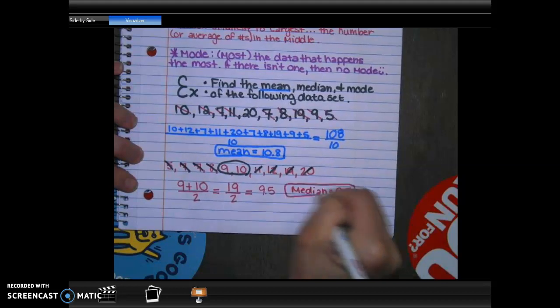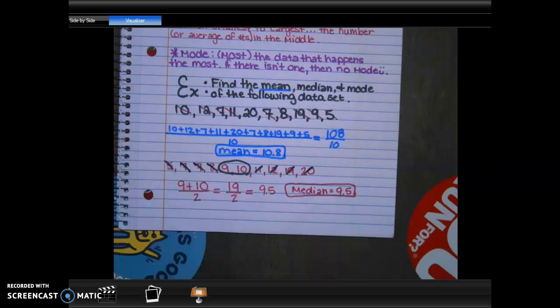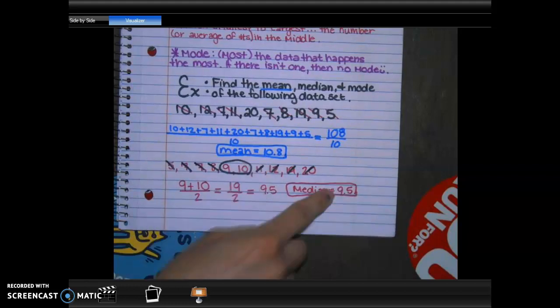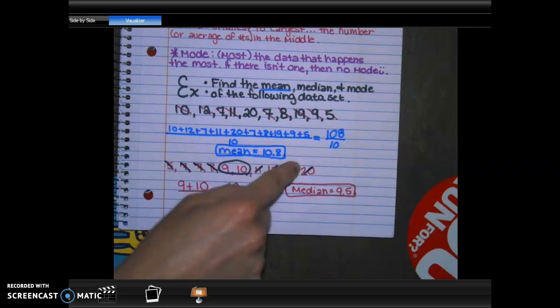Now, when you type your answers in on your Google form for you to practice, you just have to type in the number. You don't have to do mean equals blah, blah, blah. You can just write 10.8.